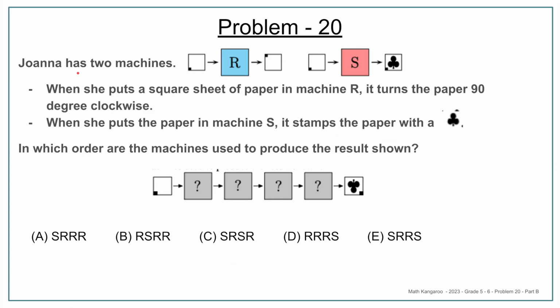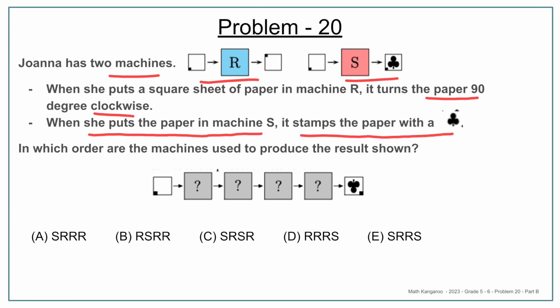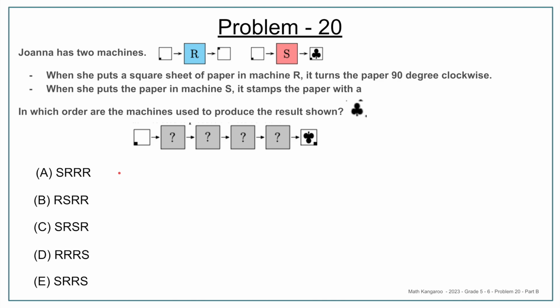Problem 20. Joanna has two machines, R and S. When she puts a square sheet of paper in machine R, it turns the paper 90 degrees clockwise. When she puts the paper in machine S, it stamps the paper with a club sign. In which order are the machines used to produce the results shown? So this is the order we need to have. We put in the sheet and we should produce this picture. These are our options. Now we will go through each option step by step and see which one fits.